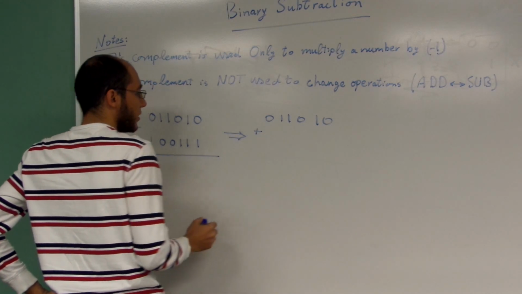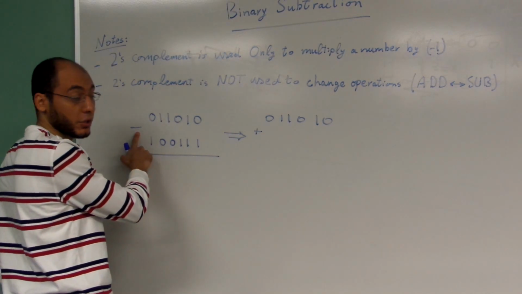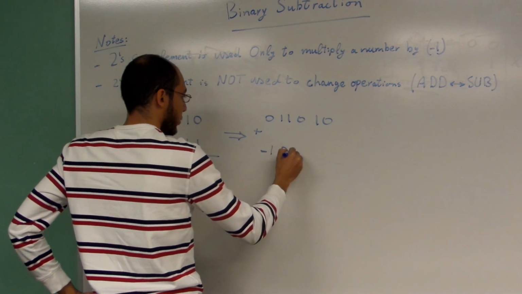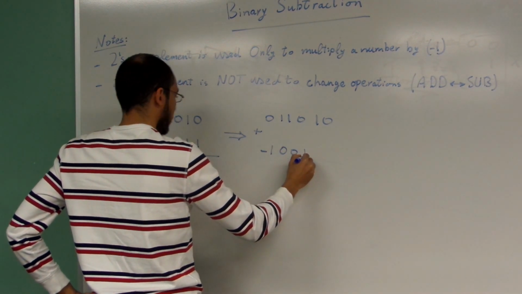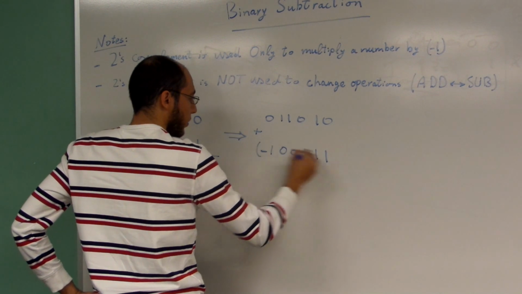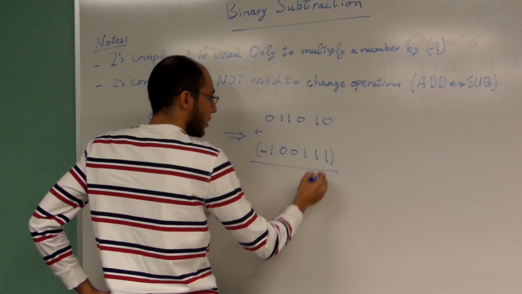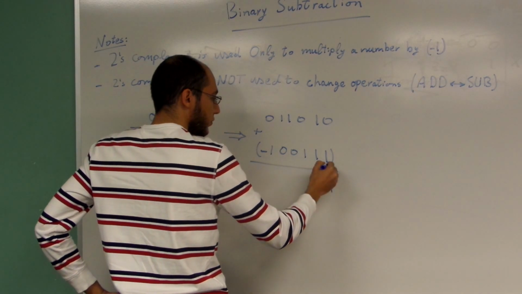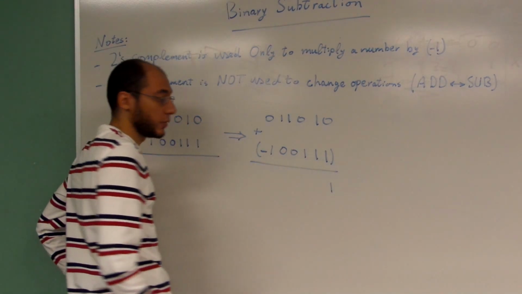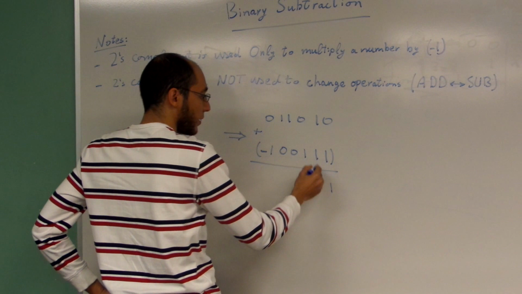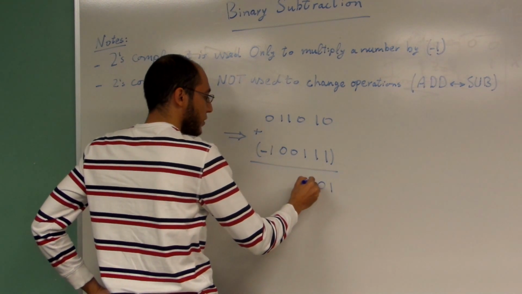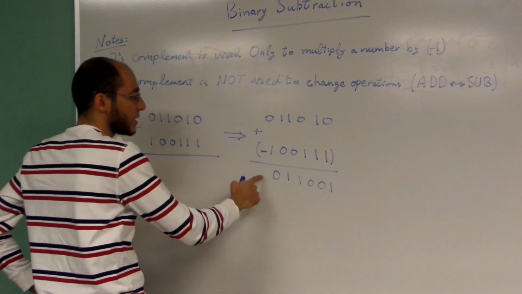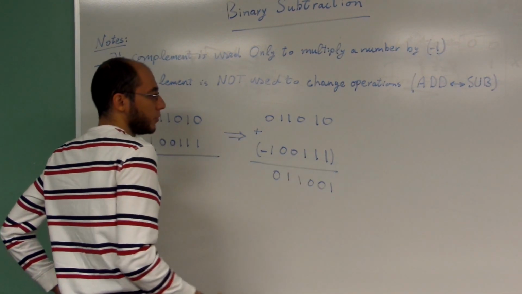Convert the subtraction to addition. And then associate this number, 1, 1, 1, with the negative sign. Take the 2's complement. 1. So I transcribe the first one, and then every bit after that is inverted. 0, 0, 1, 1, 0. So that's the 2's complement of this number.